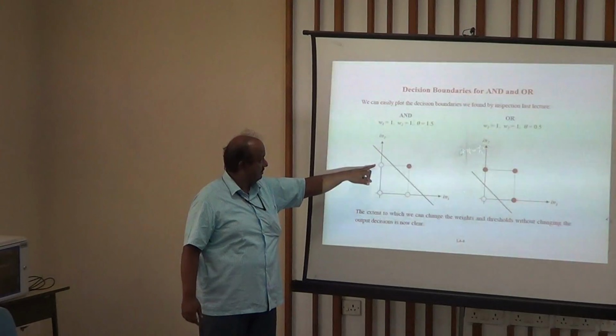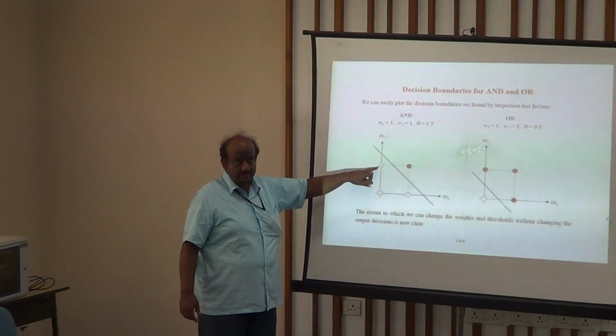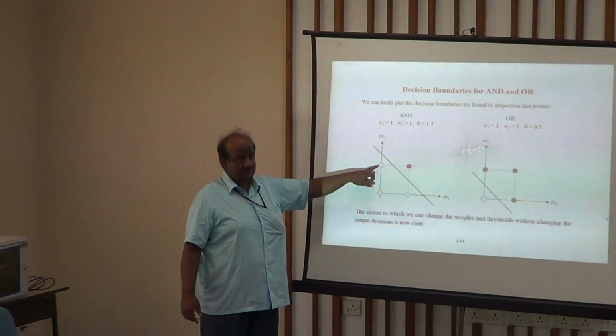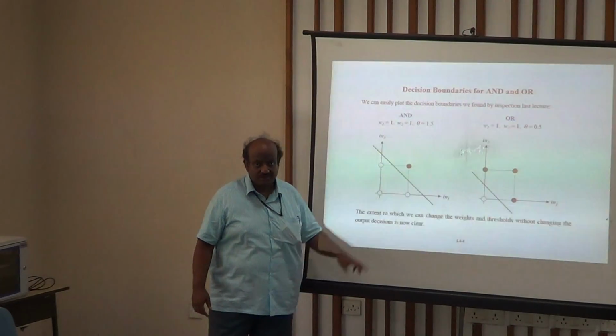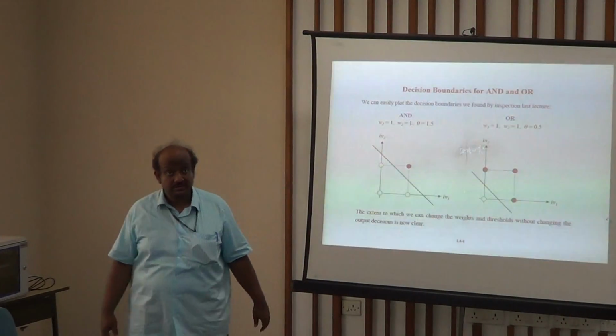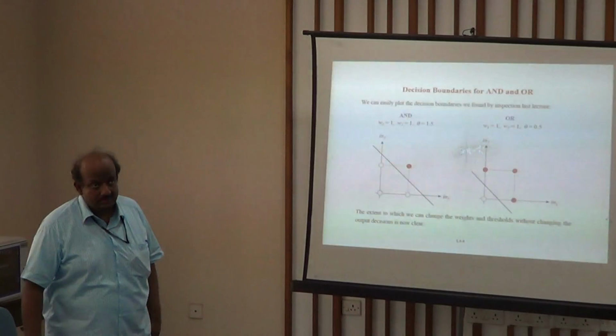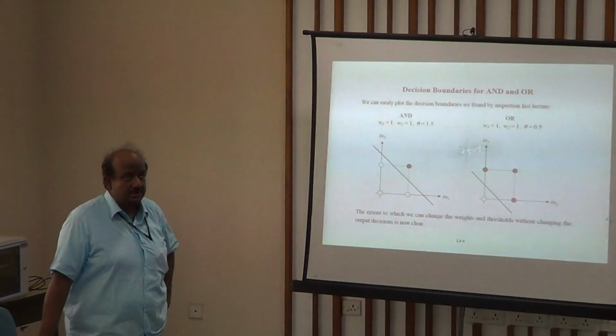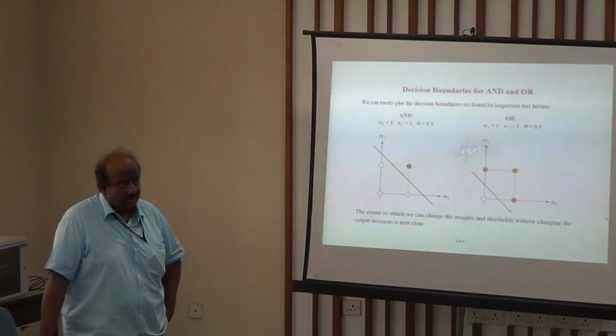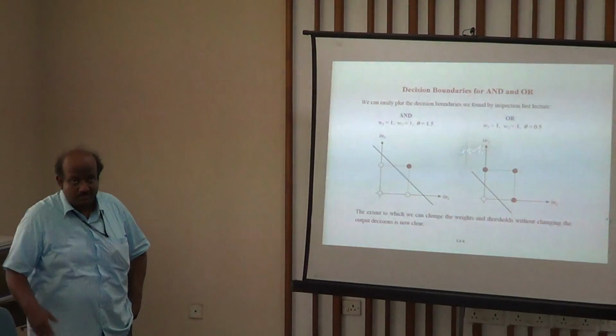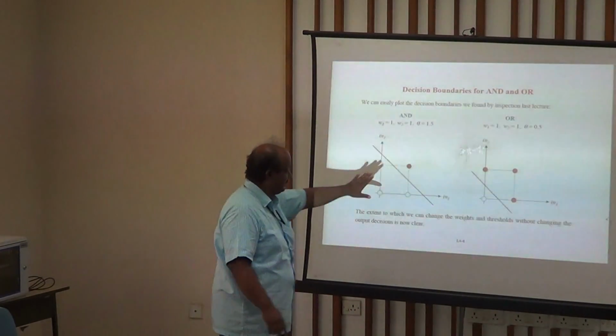Similarly, this is the 0, 1 combination. Output is 0, so white mark. The 1, 1 combination means both the inputs are 1, so the output is 1. That is why it is red. Linear.